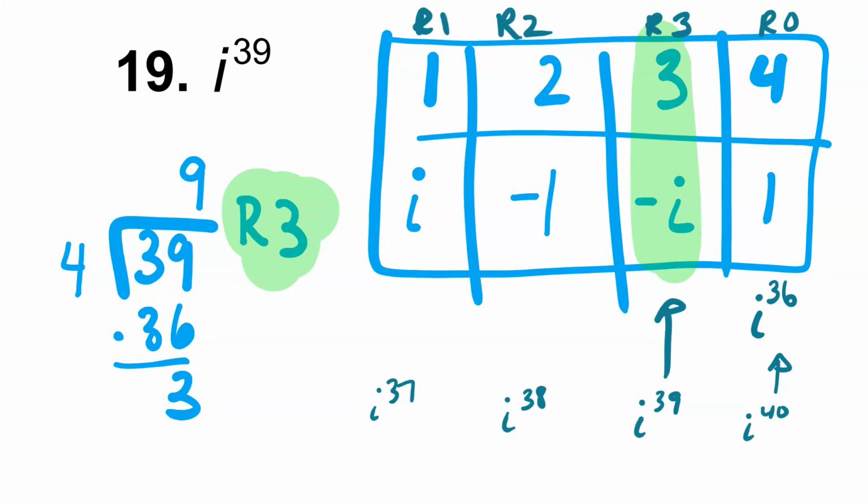Also, what if you give us like the 5th or something? The 5th, that should be an easy one. So divide 5 by 4. It goes in 1 time. How many remainder? 1. i to the 5th is i.